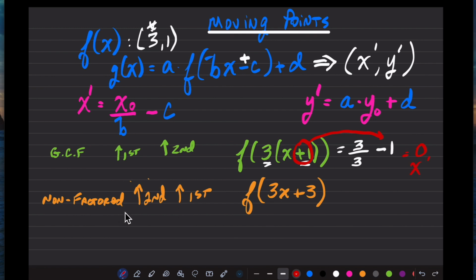However, if you're in non-factored form, there's no GCF, there's only one set of parentheses, as opposed to when there's a GCF, you're going to see two sets of parentheses. Here, we're going to address the C value first, and then the B value. So here, we're going to take our x original, which is 3, we're going to subtract 3, we're going to get 0, and then we're going to divide by the B value, which is 3, and we get the same result. Very important to look at order of operations depending on whether there's a GCF or not a GCF.